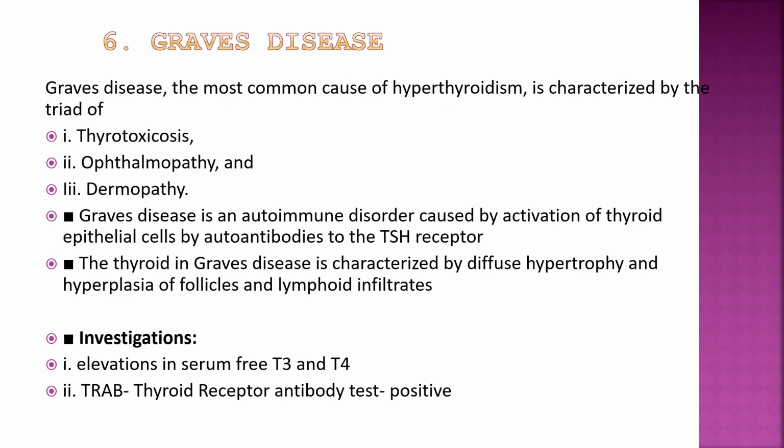Graves' disease is the most common cause of hyperthyroidism, characterized by a triad of thyrotoxicosis, ophthalmopathy, that is exophthalmos, and dermopathy. Graves' disease is an autoimmune disorder caused by activation of thyroid epithelial cells by autoantibodies to the thyroid TSH receptor. The thyroid in Graves' disease is characterized by diffuse hypertrophy and hyperplasia of the follicles and lymphoid infiltrates. On investigations, T3 and T4 are elevated and the TRAB test, that is the thyroid receptor antibody test, is positive.